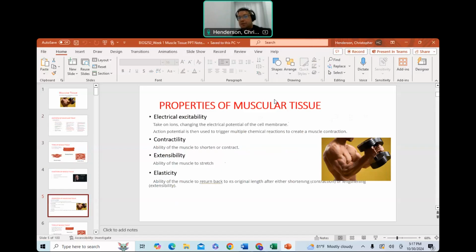This is important to say, the definition of origin and insertion. What's the definition of origin and insertion? Origin is the stationary attachment. Insertion is the attachment that's going to move. Make sure you memorize that.